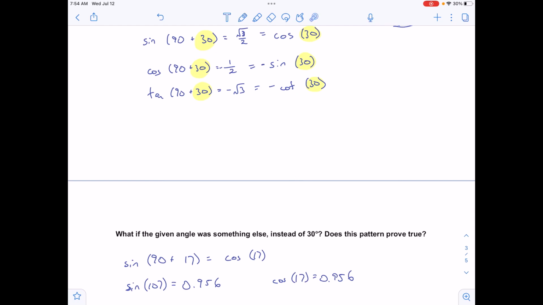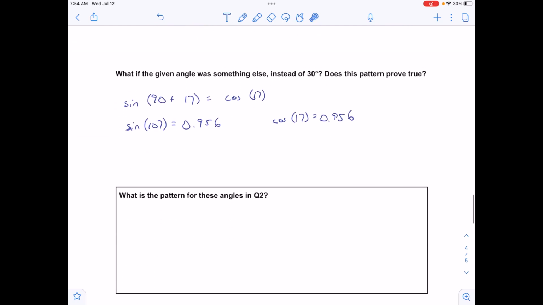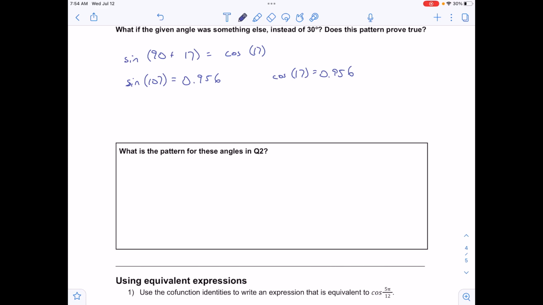These are like more addition, whereas the first ones were subtraction. And we'll write it again for both degrees and radians. So sine of 90 plus any angle will match up with cosine of that angle. Cosine of 90 plus any angle matches up with negative sine of that angle. And tangent of 90 plus any angle matches up with negative cotangent of that angle.